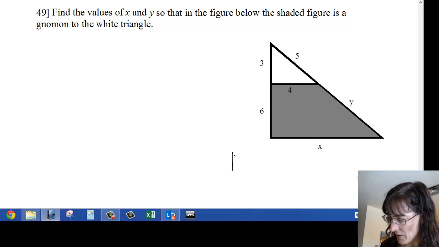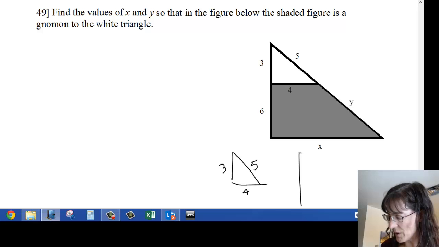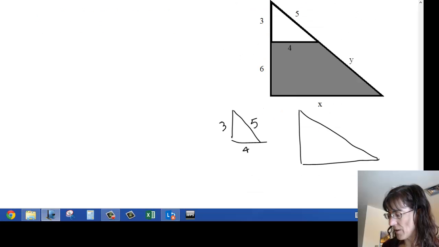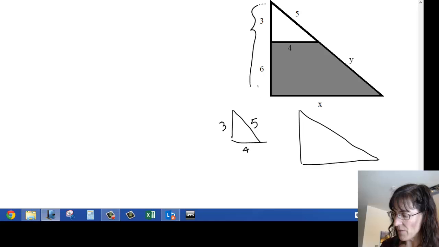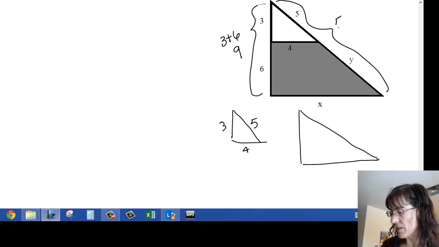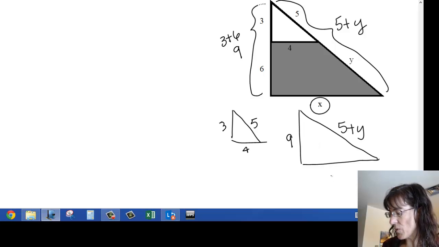my little triangle, which is a 3, 4, 5, has to be similar to this giant one that's created there. On this side it is 3 plus 6, or 9, and on this side it is 5 plus y, and on this side it is just an x. So we have the dimensions 9, 5 plus y, and x for our three sides.